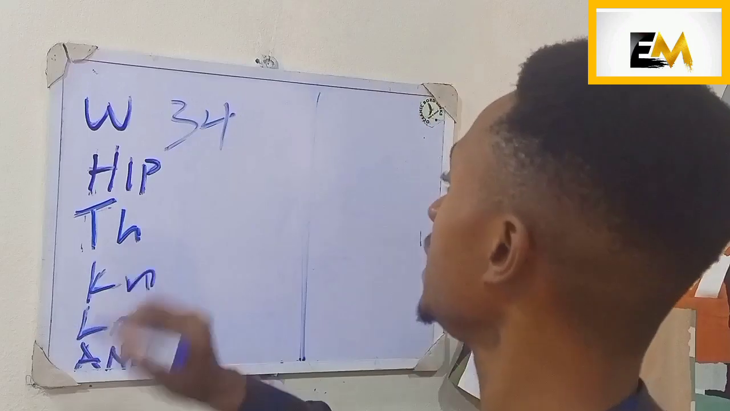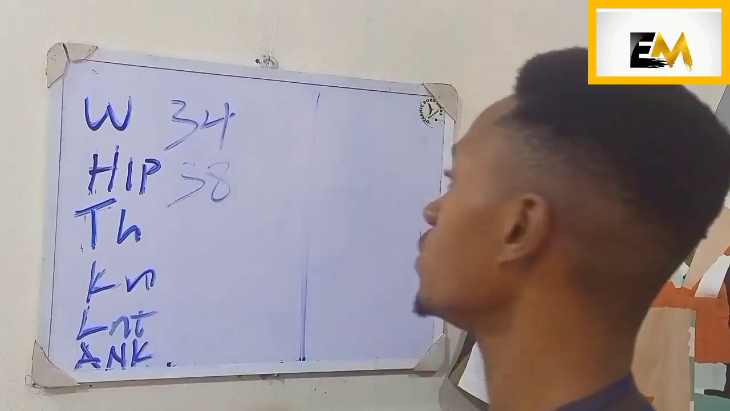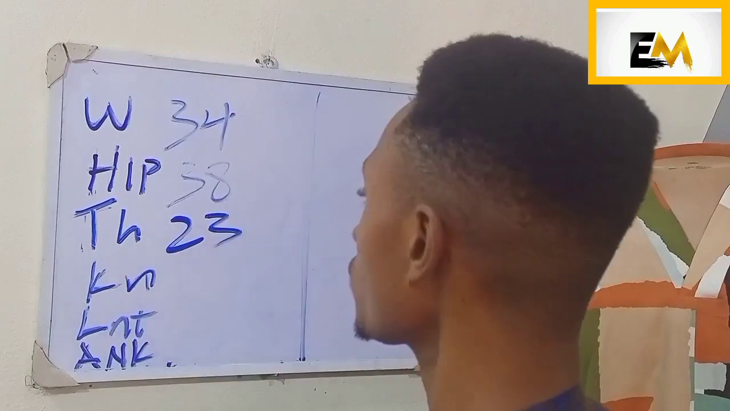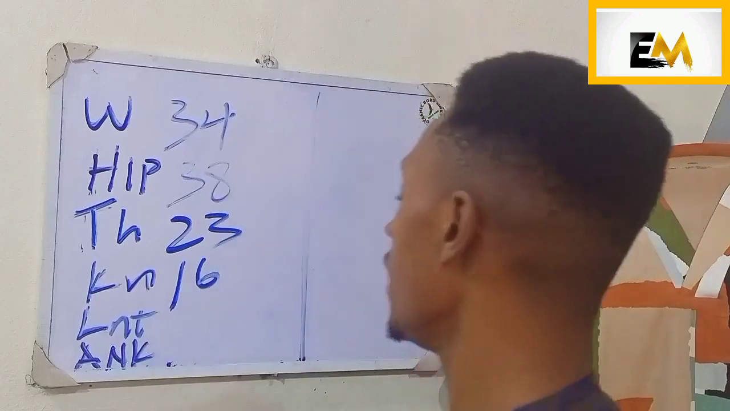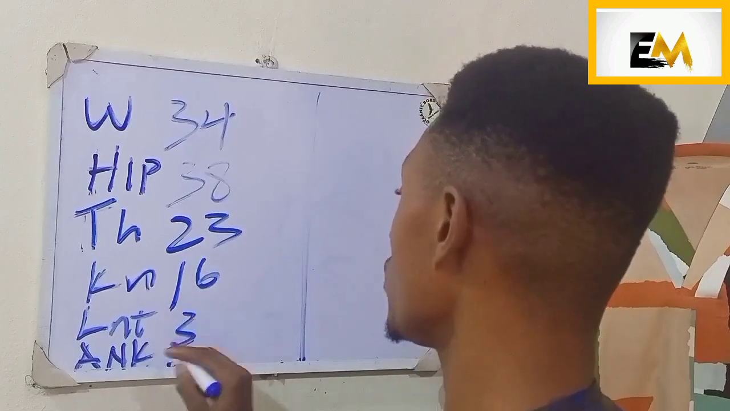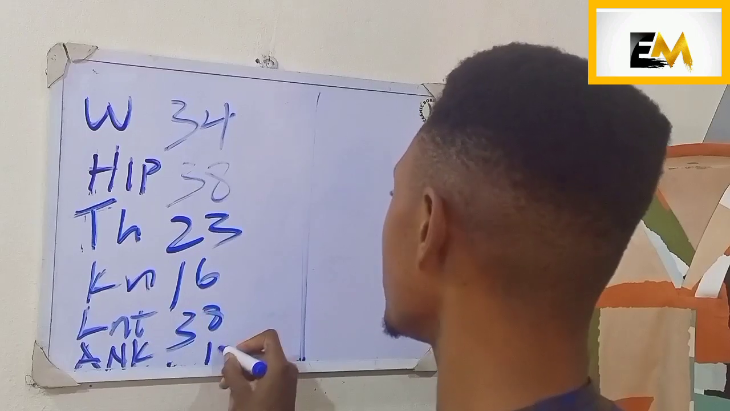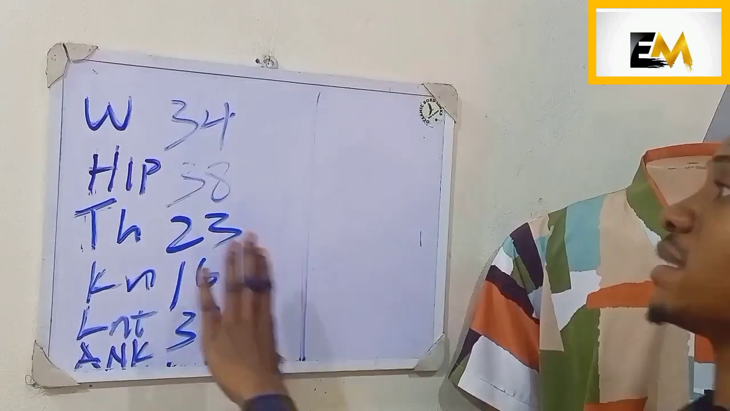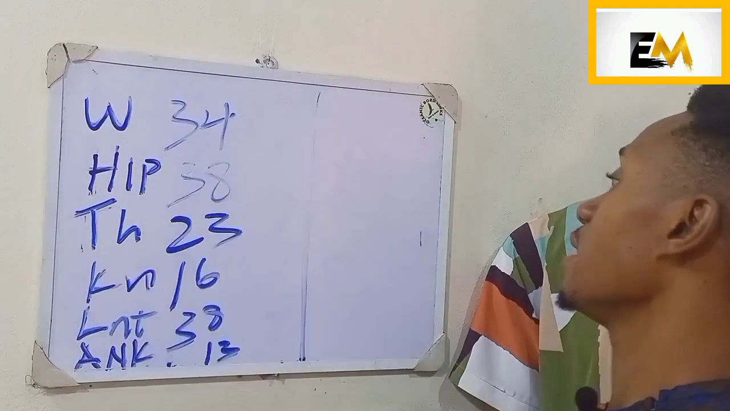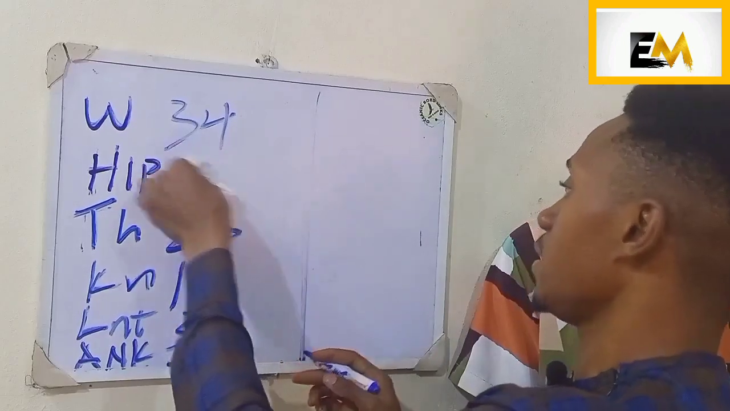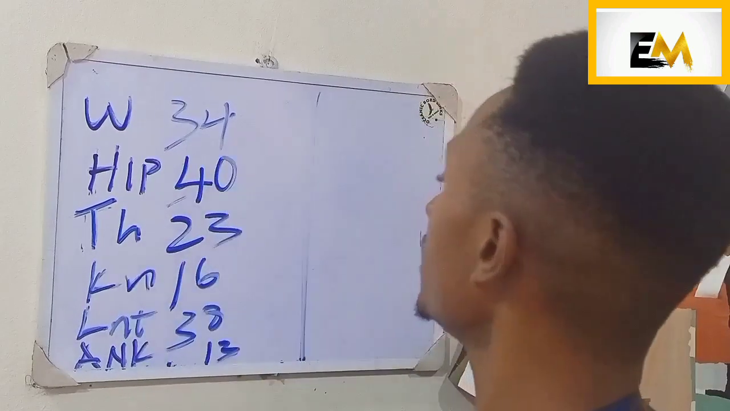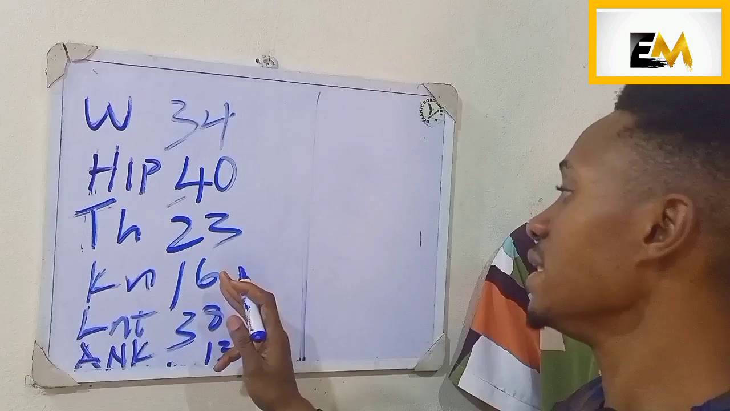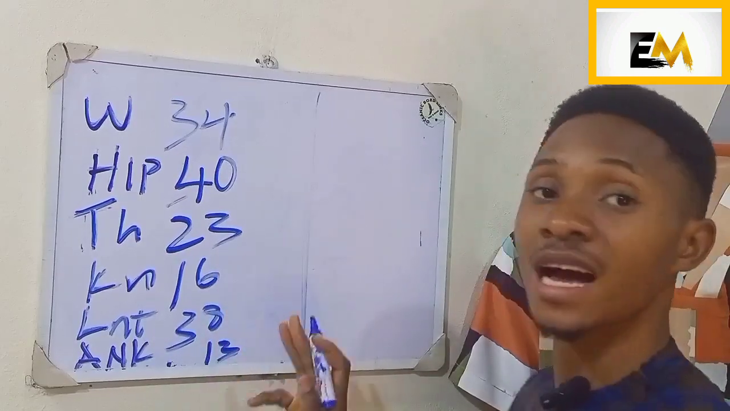Waist 34, and hip 38, and he has a thigh of 23, knee 16, overall trouser length 38, and his ankle is 13. This is a basic measurement. Waist 34, hip 38. Let's just use 40 to make the calculation easier. So hip 40, thigh 23, knee 16, overall trouser length 38, ankle 13.